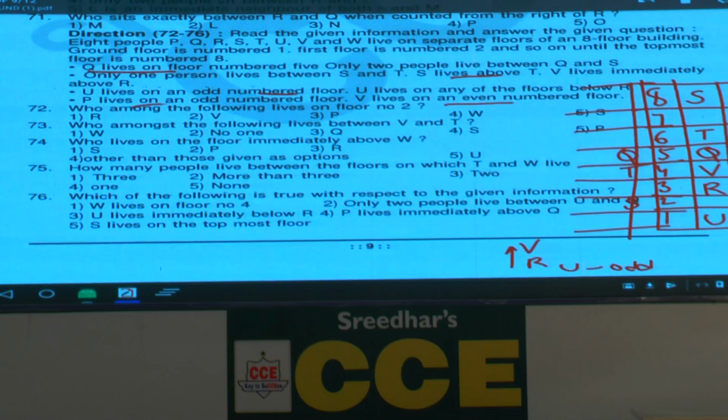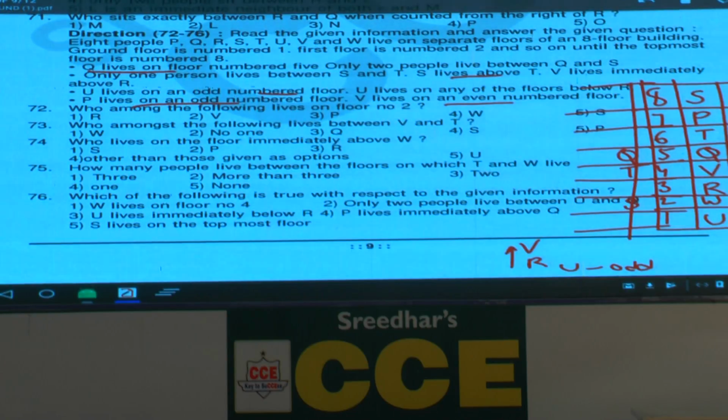P lives on an odd number floor. As P is on an odd number floor, 1, 3, 5 are ruled out. Hence, P is on the 7th floor. If P is on the 7th floor, then tell me who is the person left over here? W is the person, W is on the second floor. Done with this? And the order is SP, TQ, VR, WU.